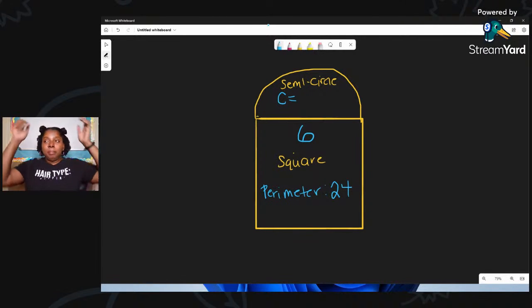So basically a compound, just like a compound word, a compound shape is just two or more shapes put together. So we already found the perimeter of the square. We're going to find the circumference of the semicircle and add them together. Yep. So basically, you have to find the circumference first though. So tell me what numbers you're going to put in for the calculator.